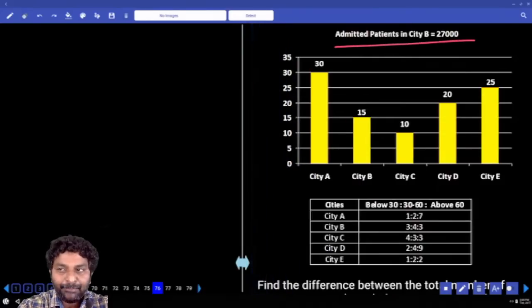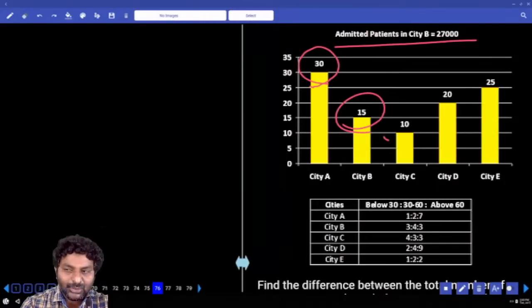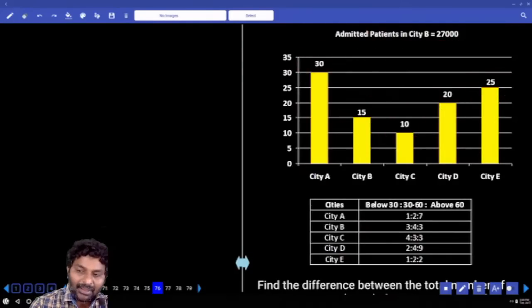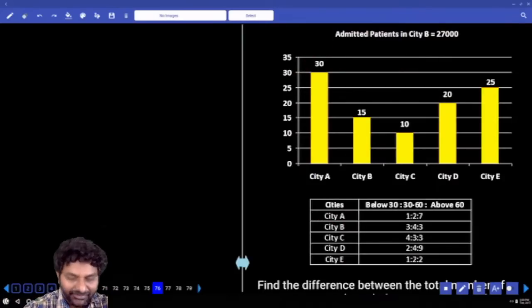Total admitted patients in city B. How many are they? What are these values representing? Percentages, right? If you add the total, that is equal to 100. Now in city A, what is the percentage? This 30% is calculated on 27,000. Right, fine.